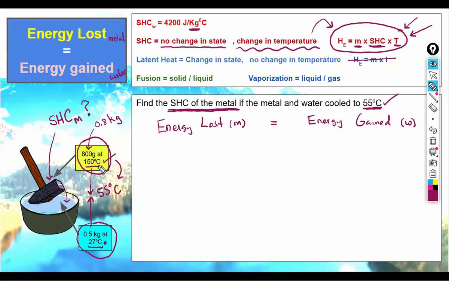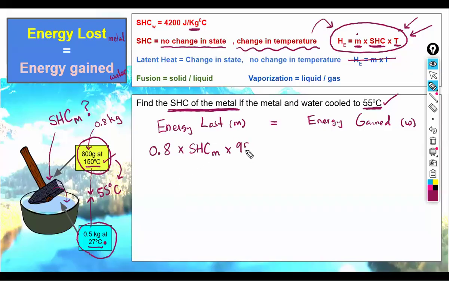If it started off at 150 and it went down to 55, to find the change in temperature of the metal, we just have to take 150 minus 55. Minusing the 150 and 55 will give us the change in temperature. So let's put that formula here. The values. The mass of the metal is 0.8. The specific heat capacity of the metal, I put a little m here so we know it's the specific heat capacity of the metal, which we don't know. And how much is the change in temperature? Let's take 150 minus 55.